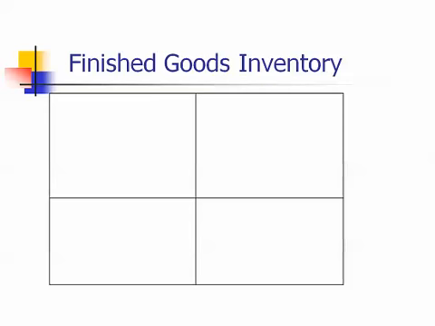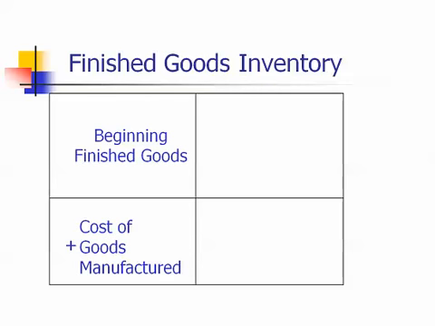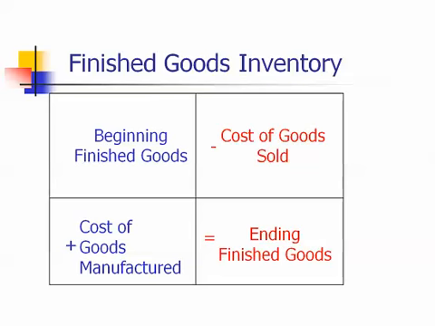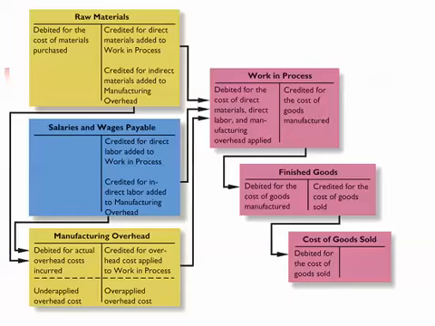The finished goods inventory box is comprised of a beginning finished goods balance plus the cost of goods manufactured less the cost of goods sold and an ending finished goods balance. Notice that the cost of goods manufactured is transferred in from work in process, and the cost of goods sold is transferred out to the income statement. The costs of manufactured products are matched as an expense with revenues in the period in which they are sold.